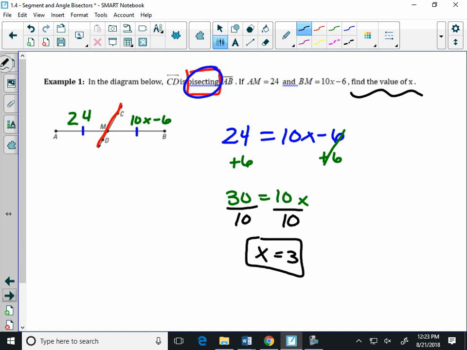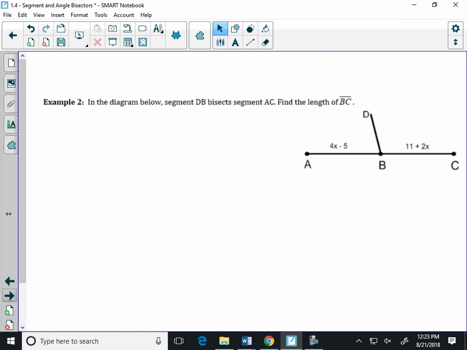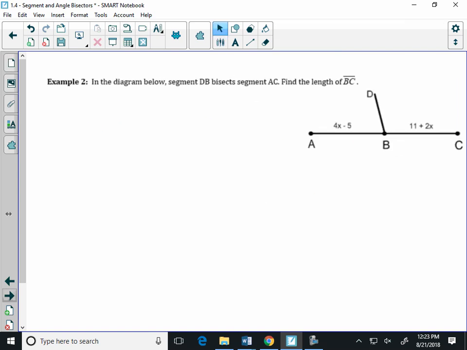Questions over that? In example 2, in this diagram below, segment DB bisects segment AC. So this guy right here is cutting this segment in half. Knowing that, we know it's cutting it in half. What do we know about AB and CB? They're what? They're congruent. They're the same. I'm going to mark it with tick marks. I think that's helpful too. The last one already has the tick marks on there. We want to find the length of BC.